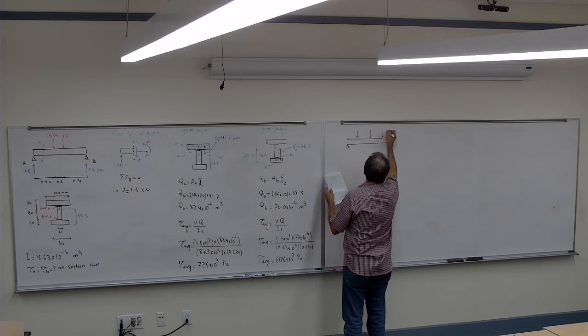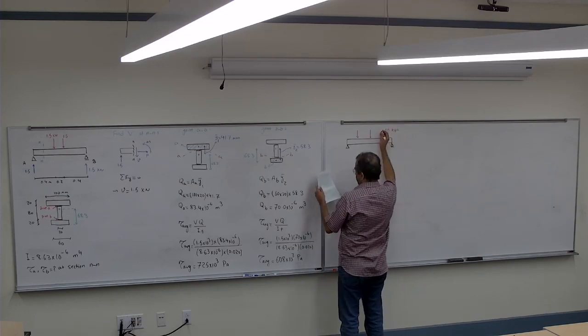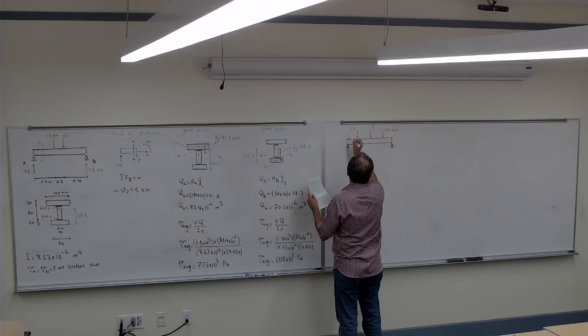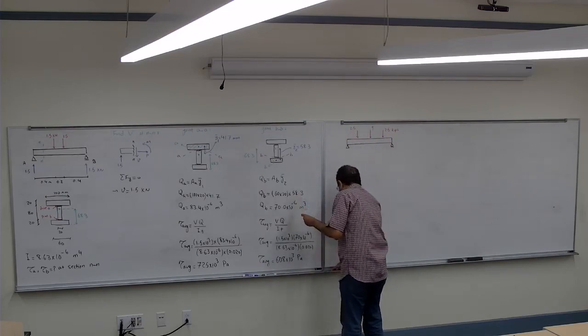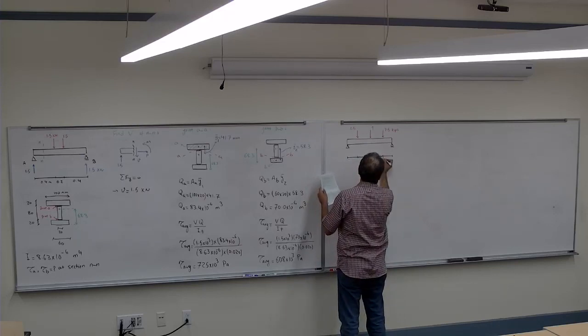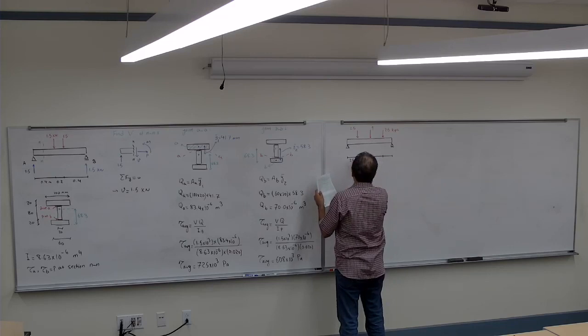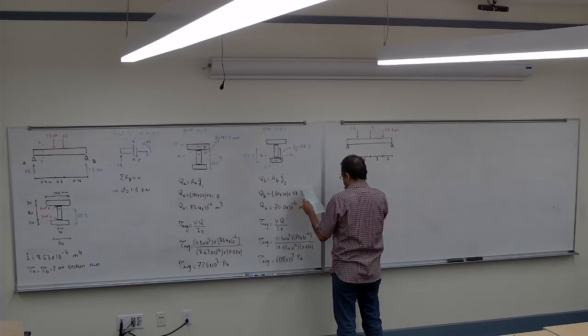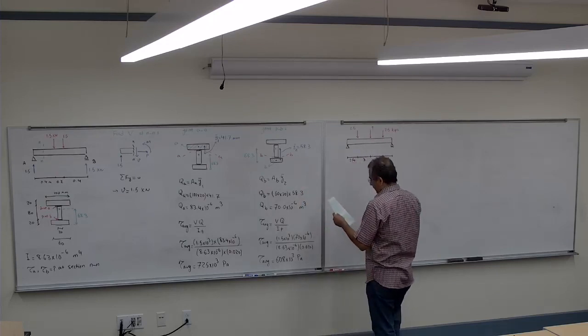And it's going to be 2.5 kips, 1 at the center, and again 2.5 here. And the distances between them are 2 feet, 3, 3, and 2, like that.